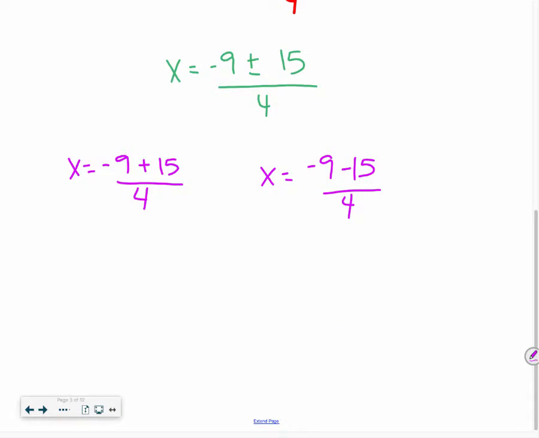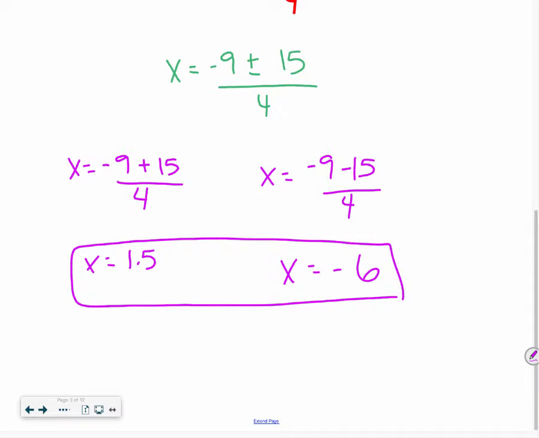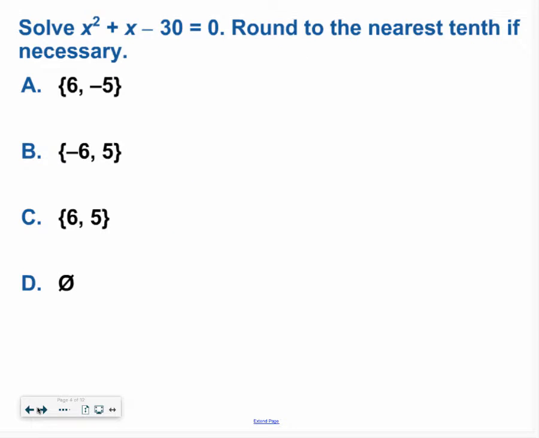So negative 9 plus 15 gives me 6. 6 divided by 4 is 1.5. And then negative 9 minus 15, that's negative 24. Negative 24 divided by 4 gives me negative 6. So my two answers are 1.5 and negative 6. Go ahead and try to solve this one on your own using the quadratic formula. Hopefully you ended up with negative 6.5. If you have any questions about that, please be sure to ask for some help.